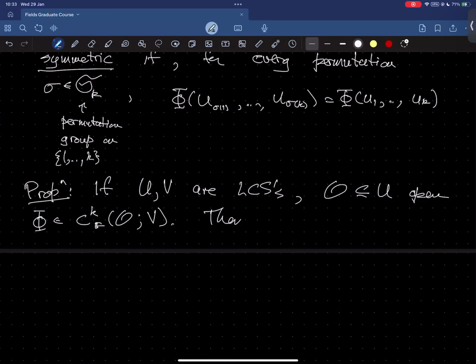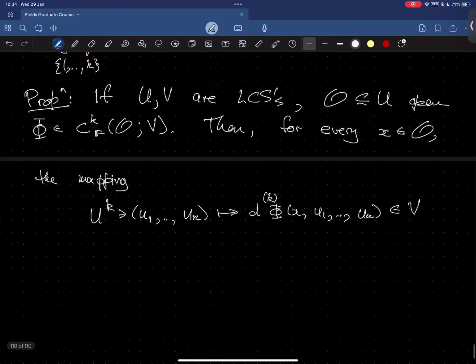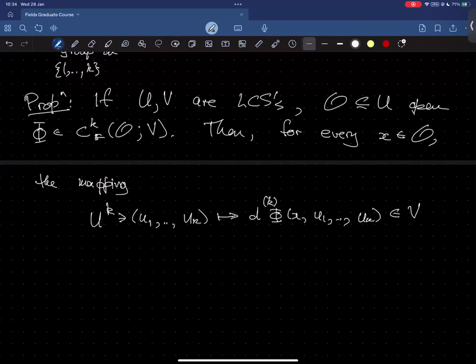Let me write that down carefully. For every x in O, the mapping which takes k of the U's, U^K, and maps it to d^k phi of x applied to u1 up to uk in V, this mapping is k multilinear and symmetric.